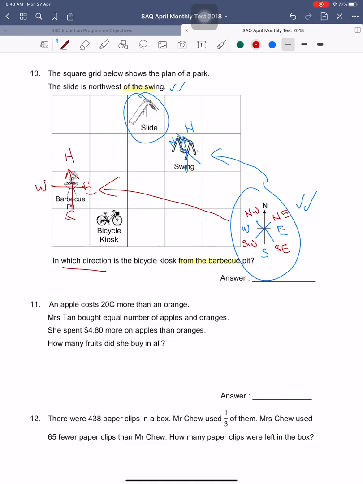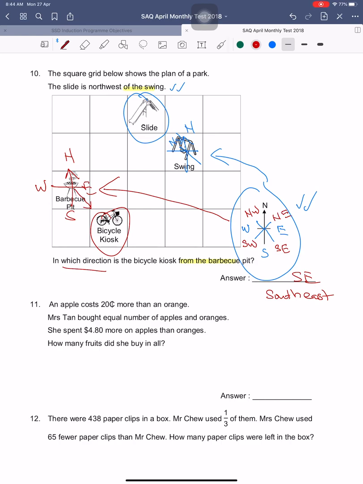And the bicycle kiosk is here. So the bicycle kiosk is from this direction, which is southeast. You can either write down southeast as S-E, or you can spell it out. Okay, both are correct. Remember these two things whenever you have 8-point questions on the 8-point compass.